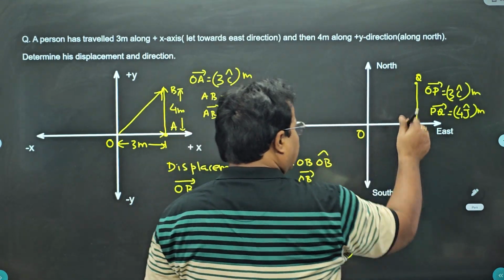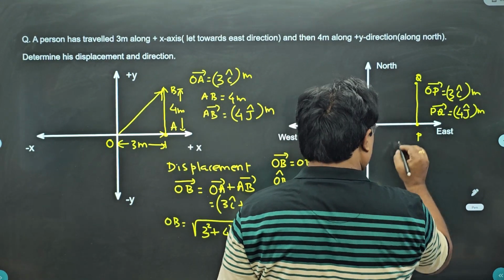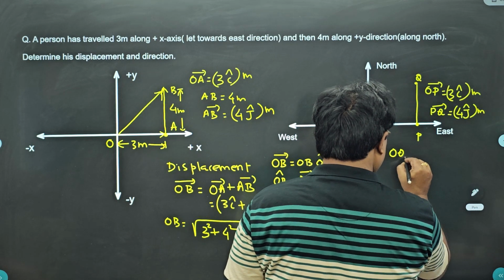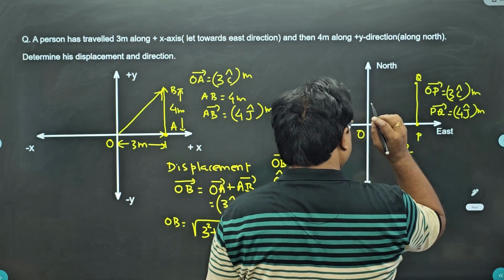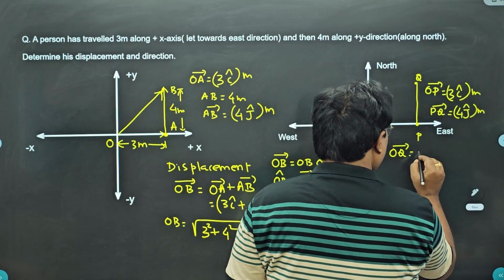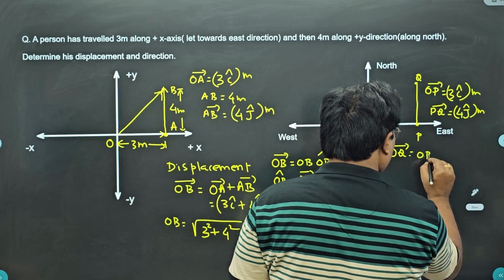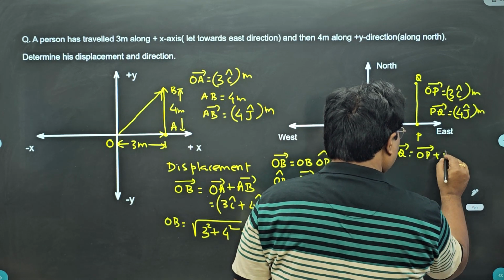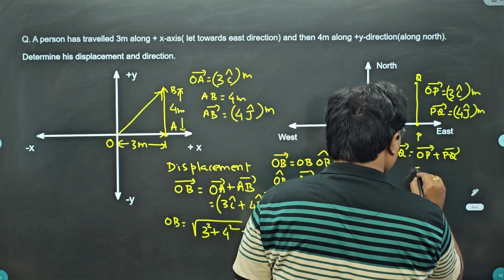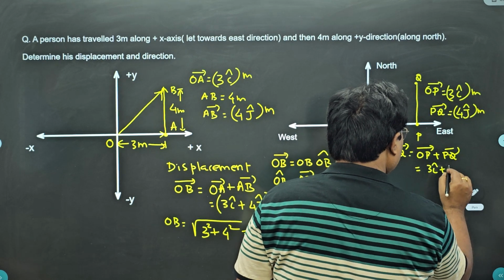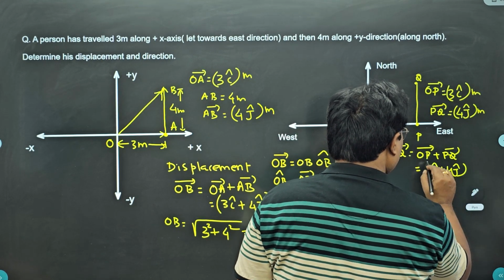You see, here the displacement, starting point is O, end point is Q. Here the displacement is OQ vector. How has the person reached from O to Q? He moved from O to P, then from P to Q. O to P is 3 i cap, then P to Q is 4 j cap, in meter.